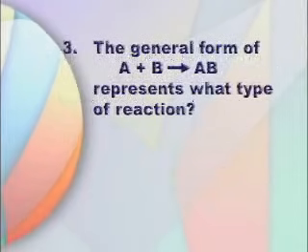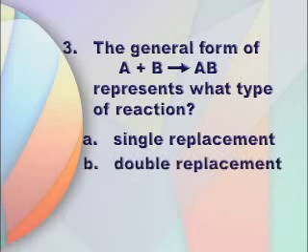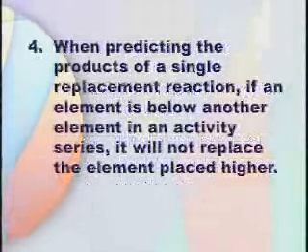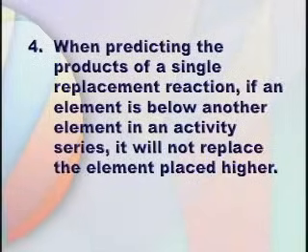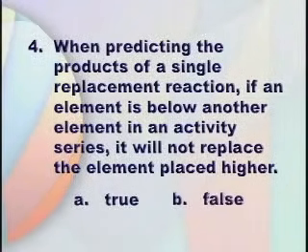Number 3. The general form of A plus B yields AB represents what type of reaction? A, single replacement, B, double replacement, C, synthesis, D, decomposition. Number 4. When predicting the products of a single replacement reaction, if an element is below another element in an activity series, the element placed lower will not replace the element placed higher. A, true, B, false.